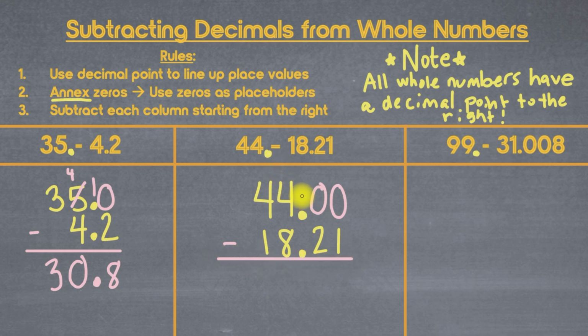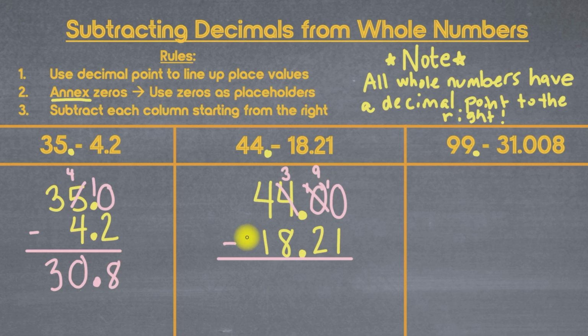Now this one's a little bit tricky because we've got to do a double borrow or a double regroup. So the issue here is I need to make this 0 a 10, but this place value here is a 0, so I can't borrow anything from here. So the first thing that has to happen is this 0 has to not be a 0. So I'm going to make this 0 here a 10, which means this 4 will become a 3. And now I can borrow from this 10 here, but this 10 will now become a 9. And this 0 here will become a 10.